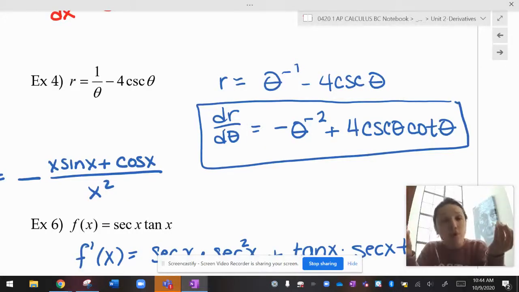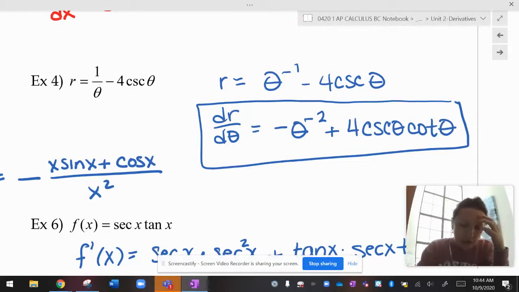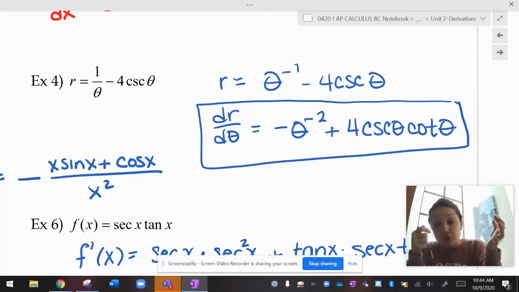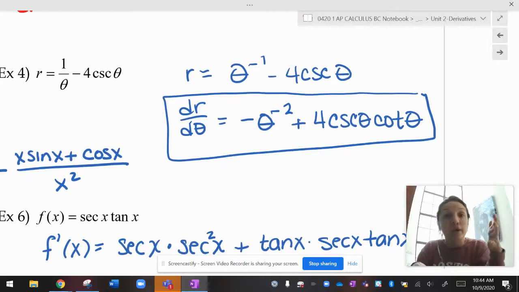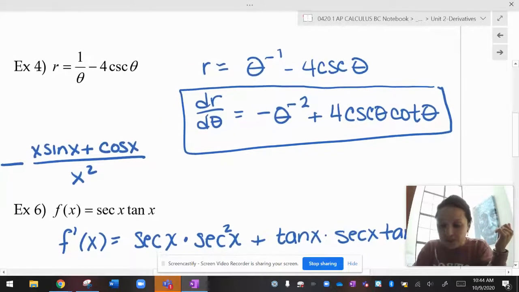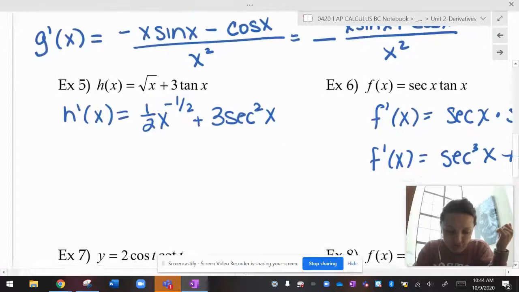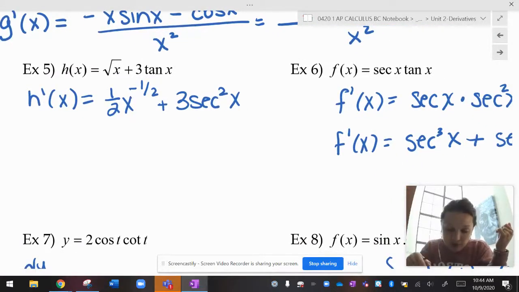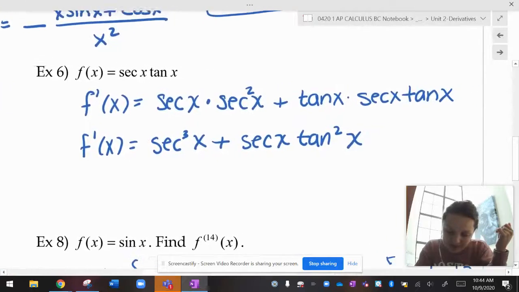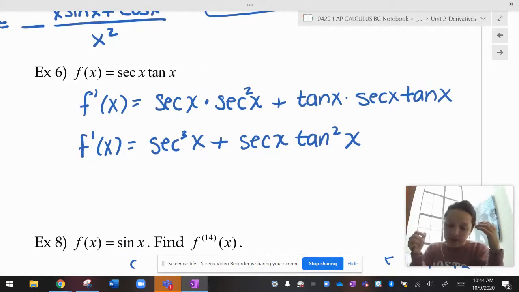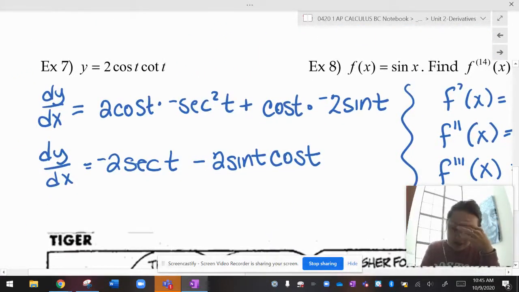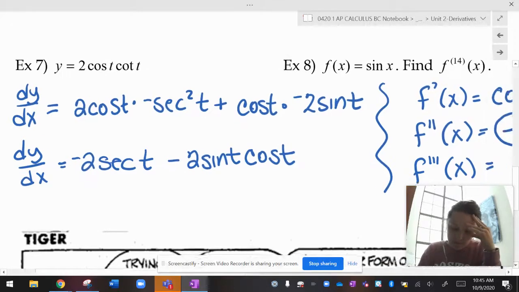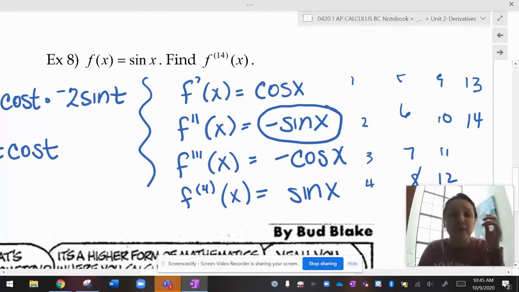So now let's go over those answers that hopefully you got. I'm going to talk through them, but I'm going to show the answers first. For example 4, your answer should be negative theta to the negative 2, or negative 1 over theta squared, plus 4 cosecant theta cotangent theta. Number 5, 1/2 x to the negative 1/2, plus 3 secant squared. Number 6, secant cubed x plus secant x times tangent squared x. Number 7, negative 2 secant minus 2 sine cos. And then number 8, the final answer is negative sine.